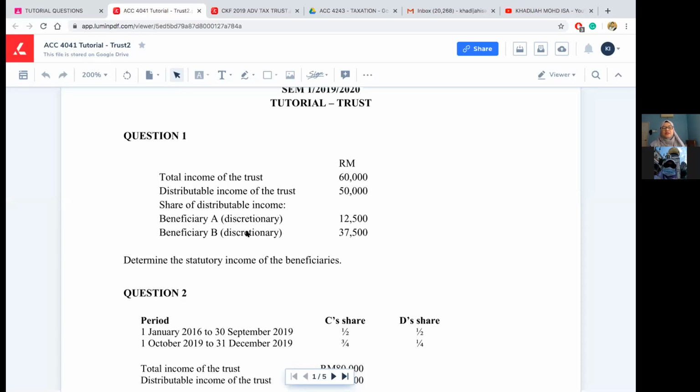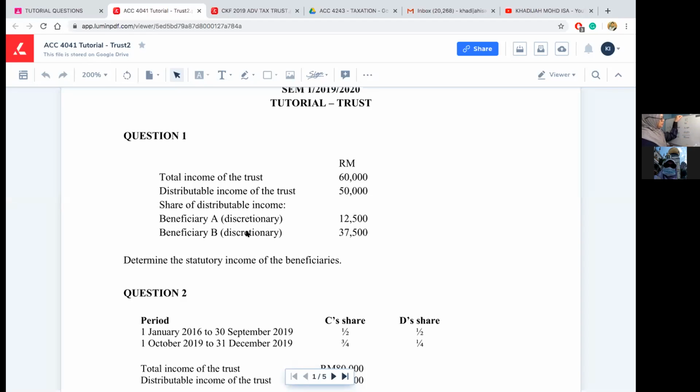So in this case, first you are given the total income of the trust is 60,000 and the distributed income of the trust is 50,000. And then you have the share of distributed income for beneficiary A and B is 12,500 and 37,500. So how are you going to decide how much is actually this allocation? You know that the distributable income is 12,500 and 37,500, total is 50,000.